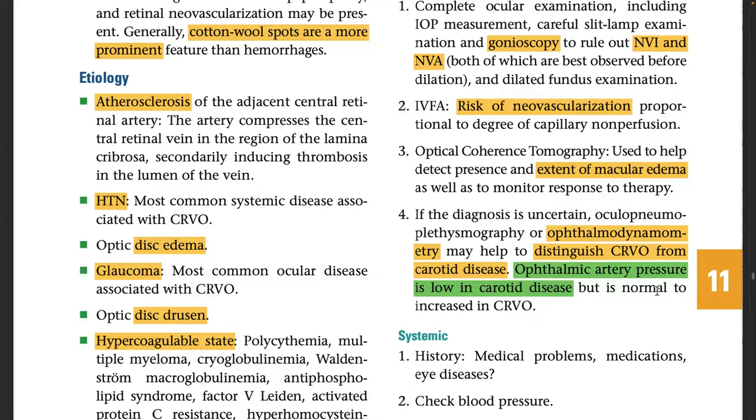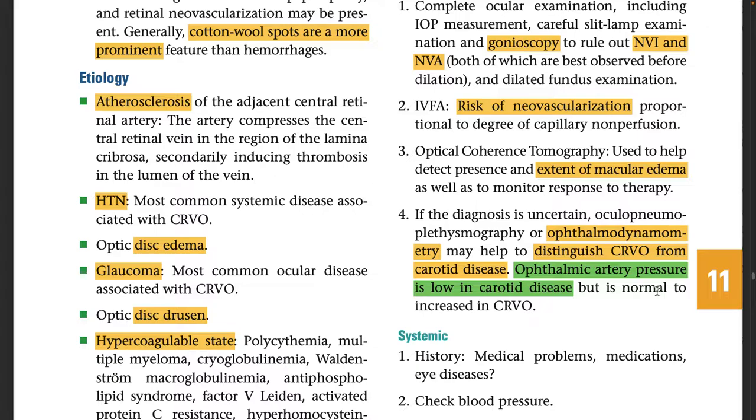Agreed? The road accident has happened, where is the pressure increase? Where is the more traffic? Before the accident or after the accident? Before. After the accident, the road is still open. Similarly, the carotid artery also, after the block is very low pressure. Normally, there is very high pressure in the carotid artery because the artery is a high pressure system.